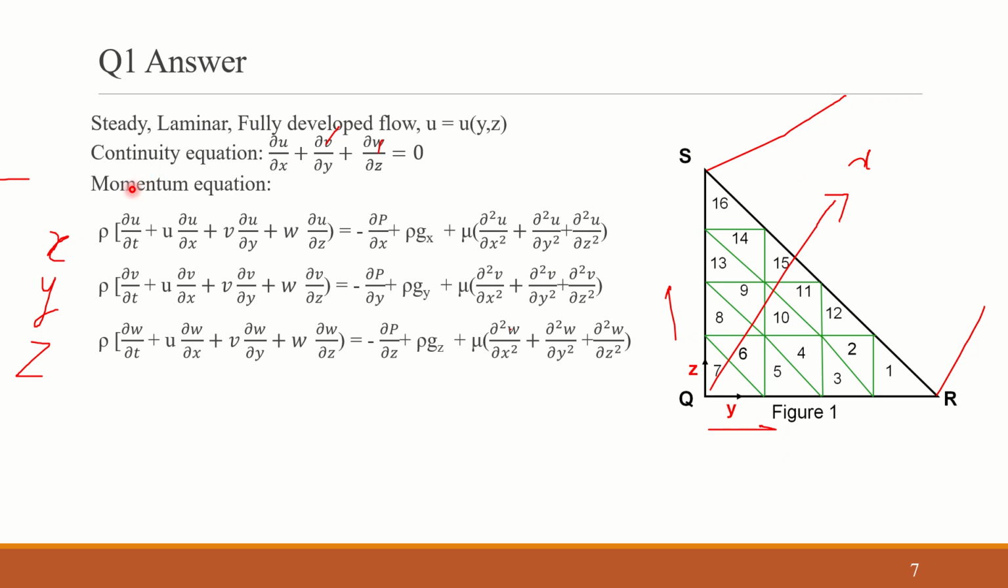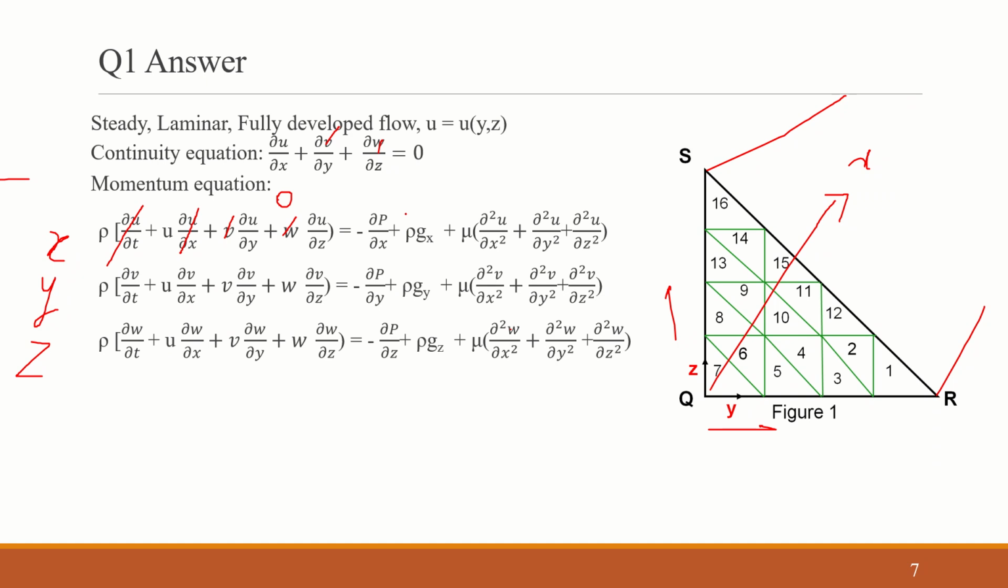Now we have the momentum equation. We take this one; only the first equation remains. Again, it is a steady state, so u is not varying with respect to time, and in u ∂u/∂x, ∂u/∂x is 0 because u is not varying with respect to x. Here v becomes 0 and w becomes 0, and the whole term on the left hand side becomes 0.